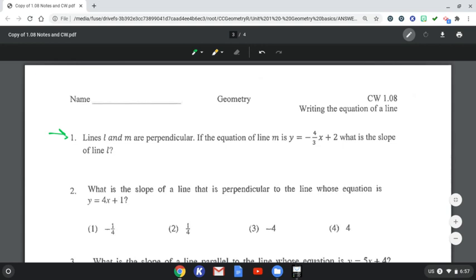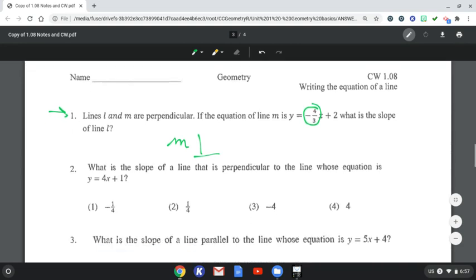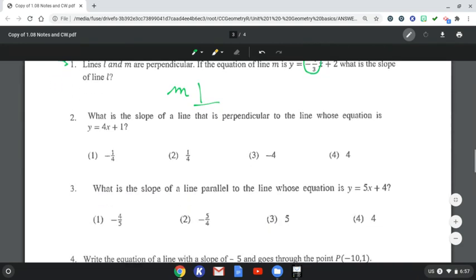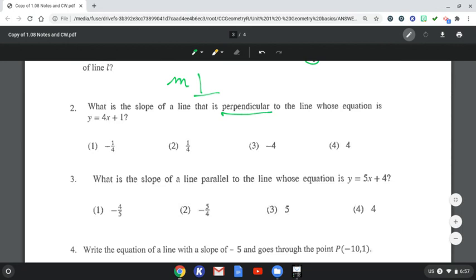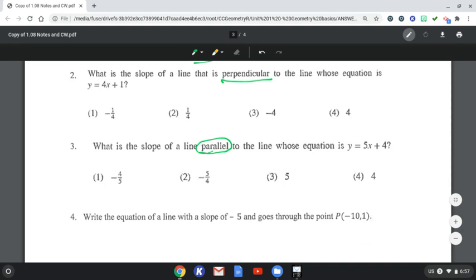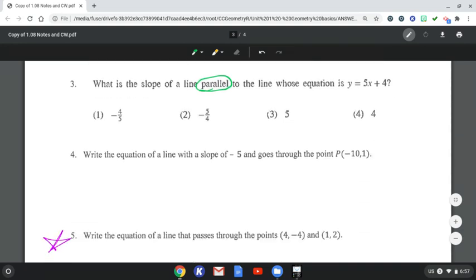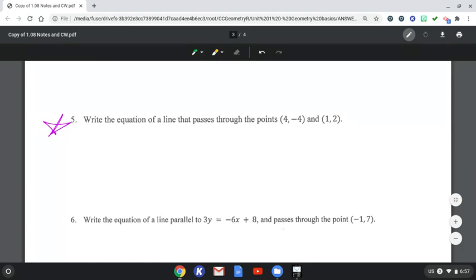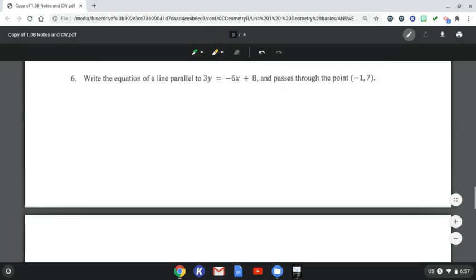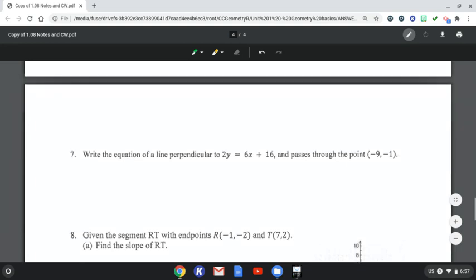Here, this first question, if two lines are perpendicular and the equation of one of the lines is y equals negative 4/3 x plus 2, what's the slope of the other line? So you're really just going to give me the slope perpendicular to this negative 4/3. Exercise 2 is asking the same question. So again, remember perpendicular is the negative reciprocal. Parallel is equal slopes. Exercises 4, 5, 6, and it should be 7.